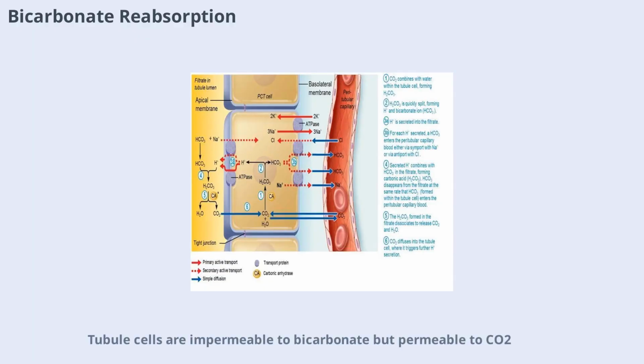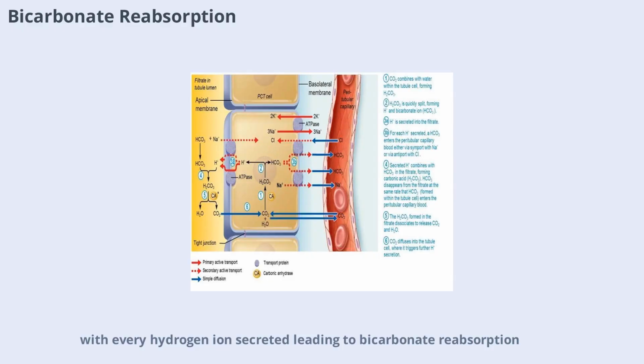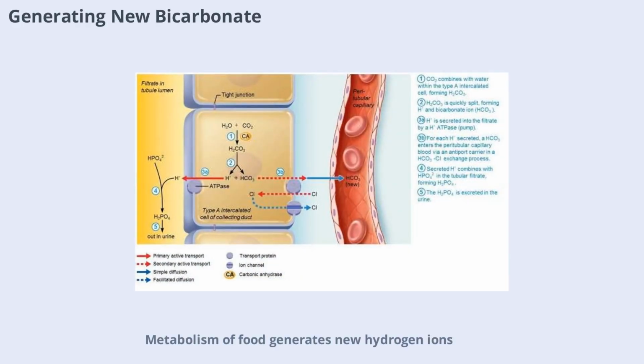Tubule cells are impermeable to bicarbonate but permeable to CO2. Bicarbonate can gain entry back into the body by being converted to CO2, which can then be converted back to bicarbonate inside the cell. This mechanism is coupled to hydrogen ion secretion, with every hydrogen ion secreted leading to bicarbonate reabsorption. Metabolism of food generates new hydrogen ions, which must be balanced by generating new bicarbonate.